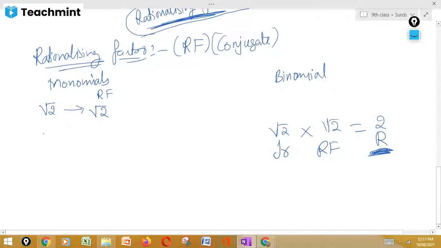Okay, if suppose it is root 3, what is the RF of root 3? Root 3. Very good. What is the RF of root A? Root A.